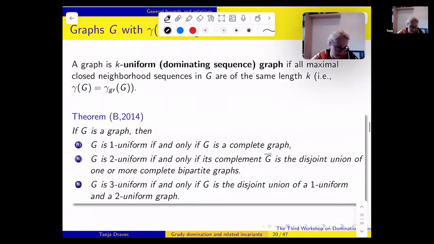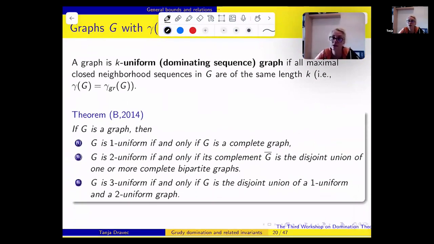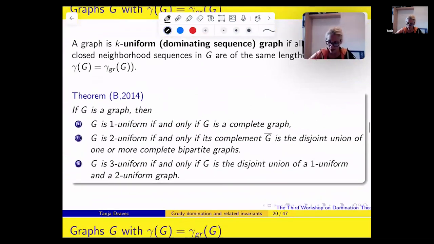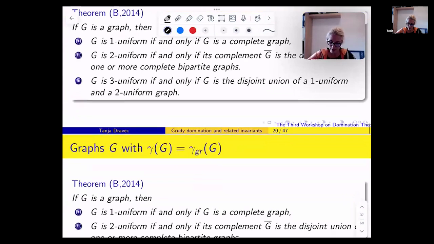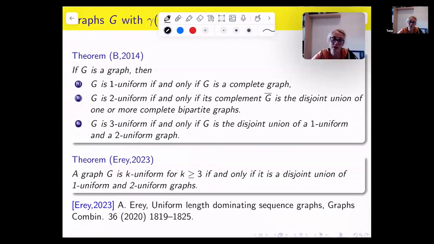In the seminal paper about the Grundy domination number, these K-uniform graphs were characterized for K equals 1, 2, and 3. For 1 and 2, we had examples of connected such graphs, but for K equals 3, we proved that there are no connected K-uniform graphs. And just recently, a researcher characterized K-uniform graphs for any K at least 3. She proved that for any K at least 3, there is no connected K-uniform dominating sequence graph.